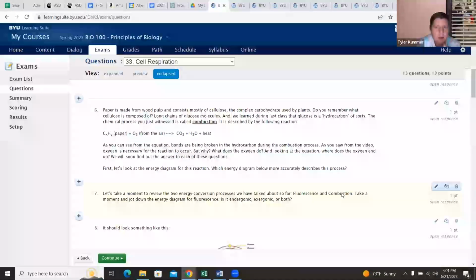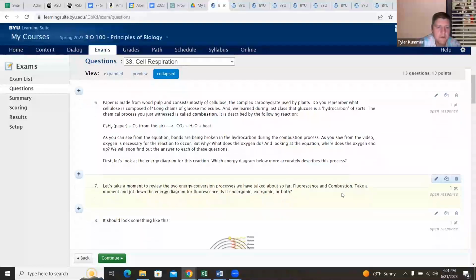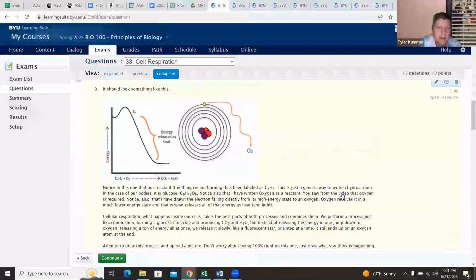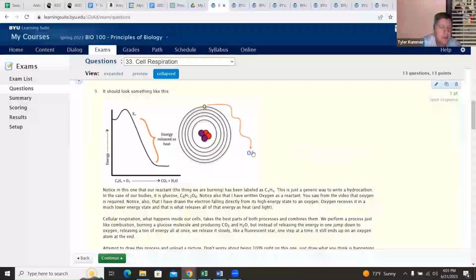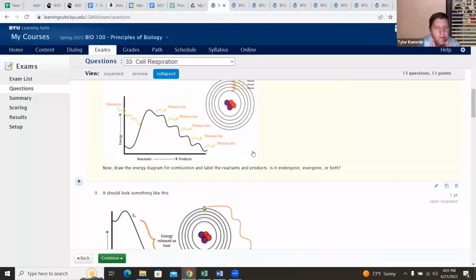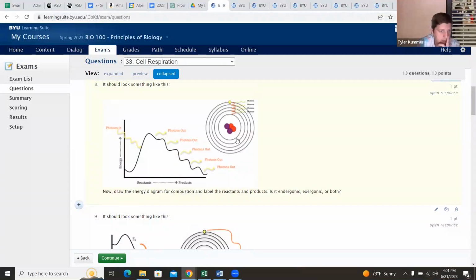The reason it's such an explosive reaction is that we're releasing all of the energy at once. If we imagine high energy electrons in the paper going all the way down to a low energy state on the oxygen, that change in energy state results in heat being released all at once. If we contrast that to the fluorescent stars that we looked at in our chemistry lesson, the fluorescent star lets the energy out a little bit at a time, stepping down as it moves down the energy levels.